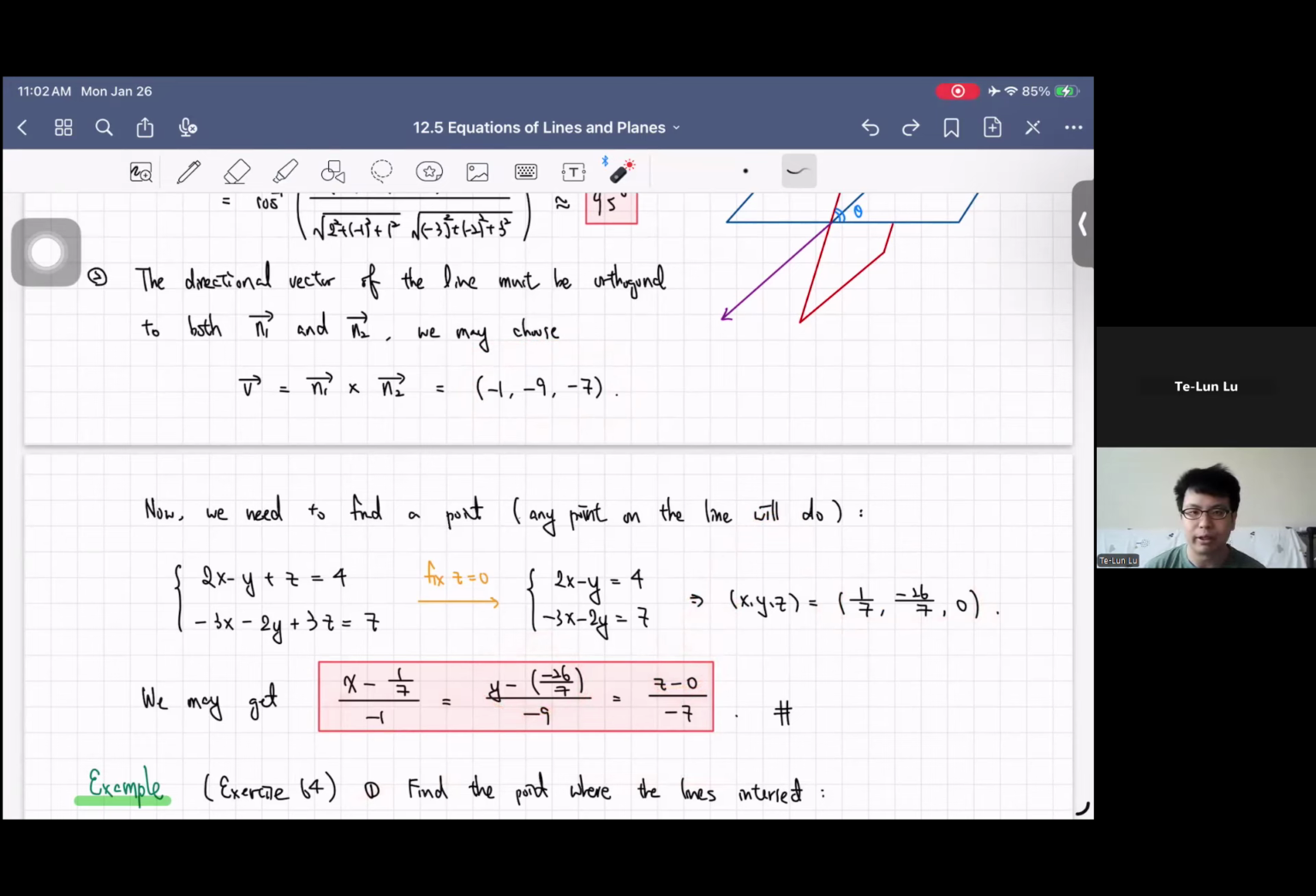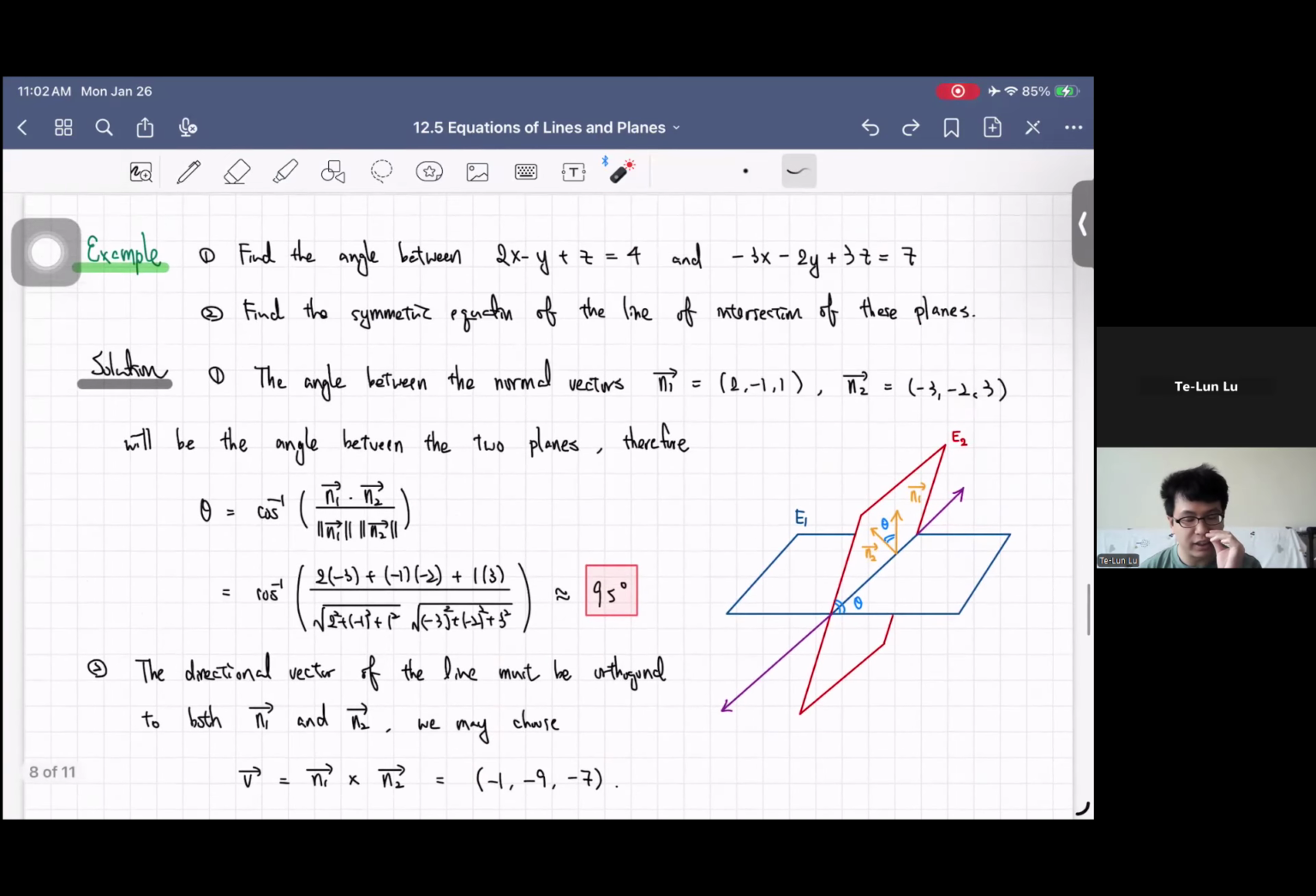Okay. So another takeaway about this is that the line of intersection between two planes always has the direction of the cross product of the two normal vectors of the planes. So V will be parallel to N1 cross N2.